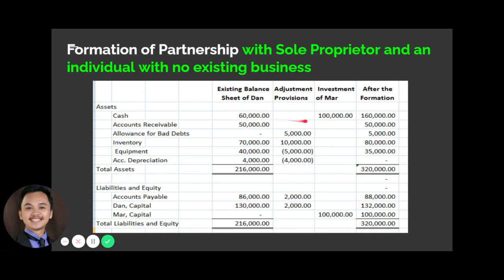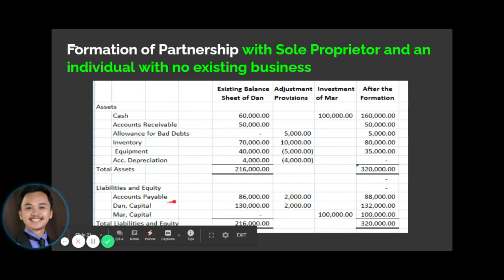Existing cash of Dan plus the 100,000 invested by Mar, so 160,000 in total. Accounts receivable, 50,000, but we already recognized an allowance for bad debts here as per the provision earlier, so 5,000. Inventory from 70,000 becomes 80,000 because we have an adjustment of 10,000. And then your equipment will now be recorded at 35,000, and your accumulated depreciation, since we closed it earlier, will now have a zero balance after the formation.